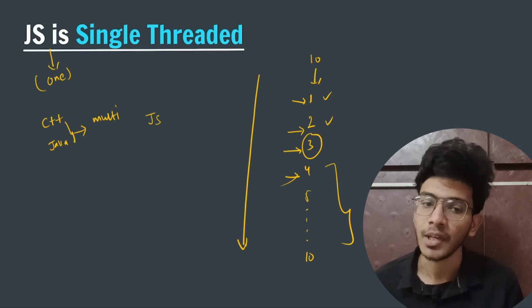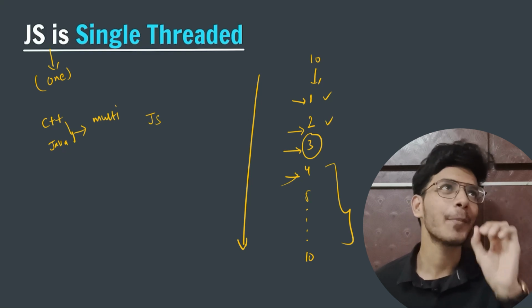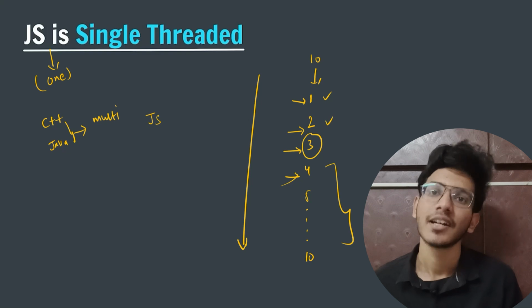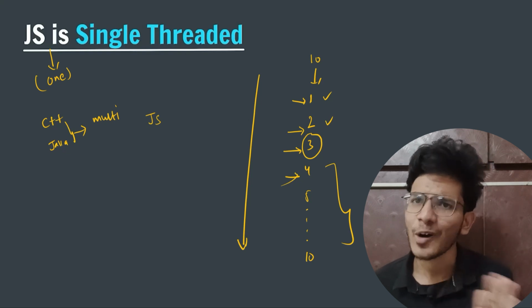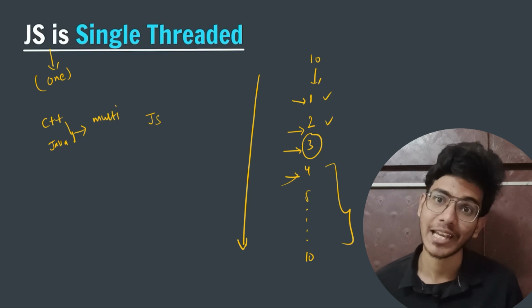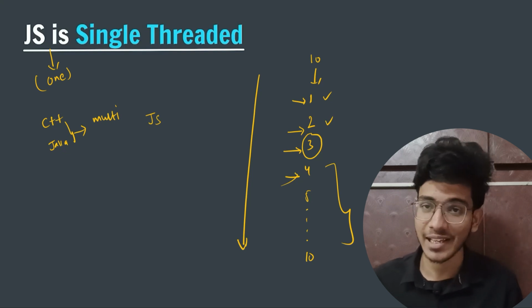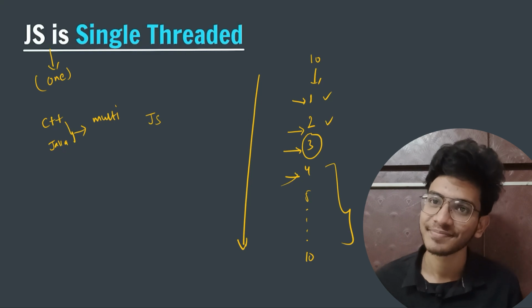It needs time, and there is a big problem with this thing, right? If JavaScript is doing one thing at a time, then what will happen if we build real-time applications? A thing to have a thought of.